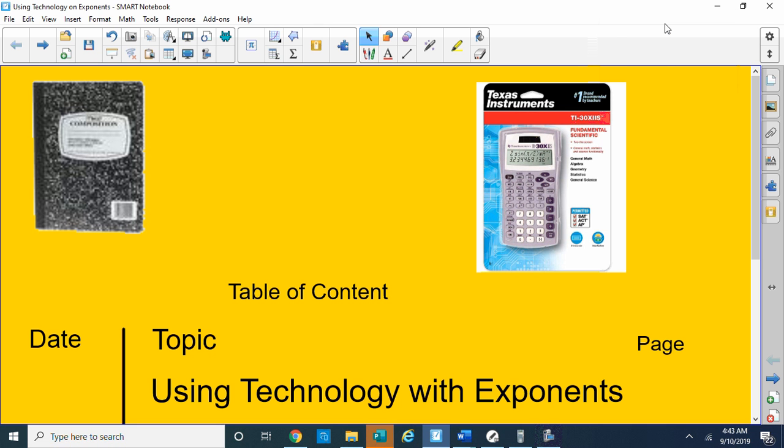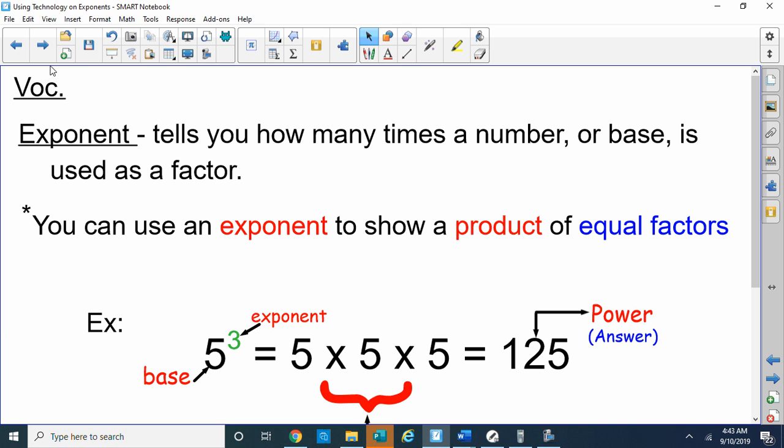This is Dr. Robinson again, and we're going to continue our studies. We were talking about using technology with exponents. So I'm going to be using the TI-30X II solar-powered calculator.